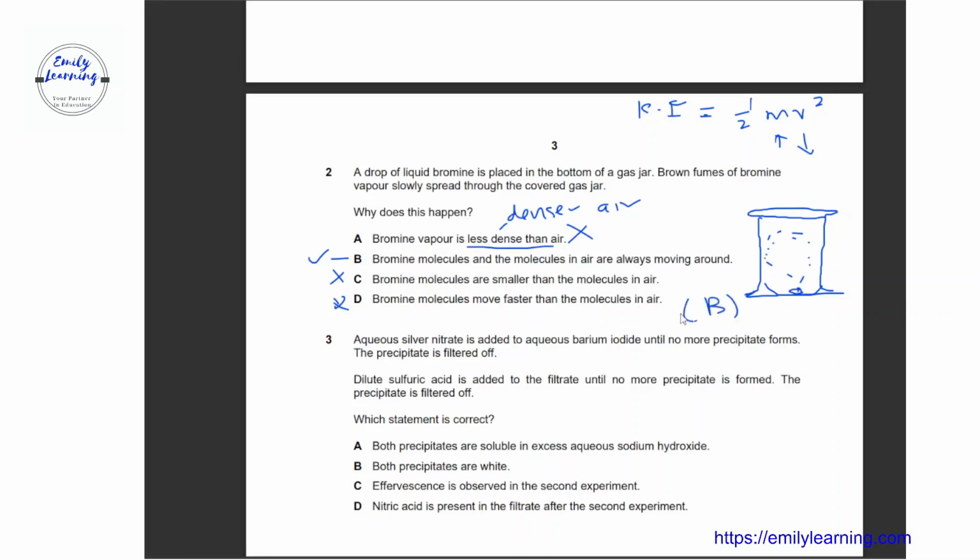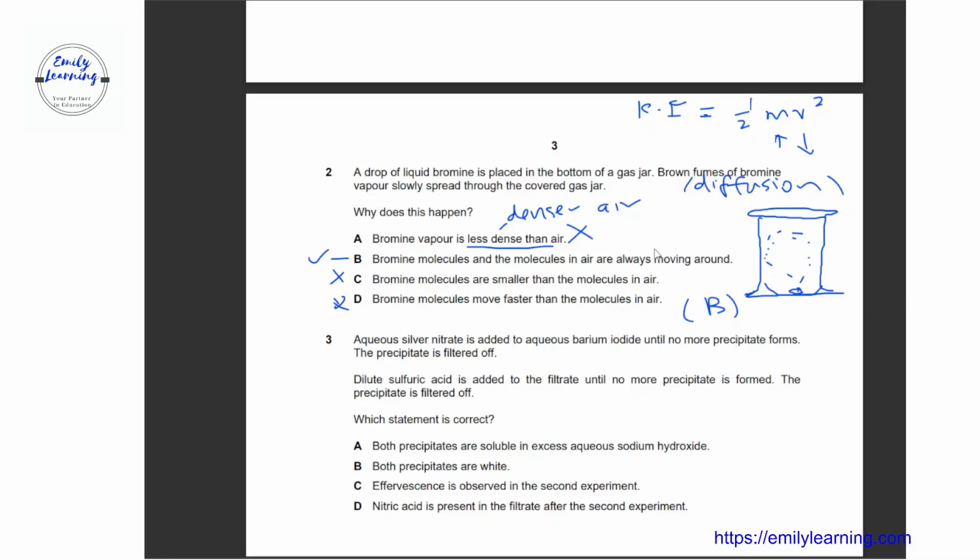So the bromine molecules and the molecules in the air are always moving around. So at the end of the day, the bromine molecules and the air molecules are evenly distributed around this gas jar, and therefore you see brown fumes of vapor all around this gas jar. This is actually testing on diffusion. After some time, all the bromine molecules will fill up the entire jar. All the air molecules will also be filling up the entire jar. But air is invisible, it is colorless, and we can't see it at all. So therefore, we use things that are colored like bromine to observe.